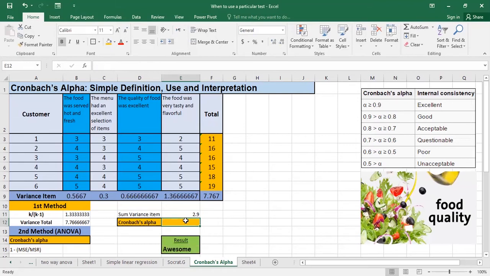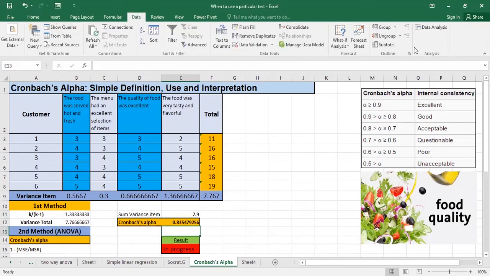Finally, we arrive at calculating the Cronbach's alpha, and it's equal to k divided by k minus 1, times 1 minus the sum of variance of items divided by variance total. And here we go. So the Cronbach's alpha is 0.83. Later on, we will interpret the result. Now we move to the second method. The second method is using ANOVA. It's easier because it doesn't require too many calculations.